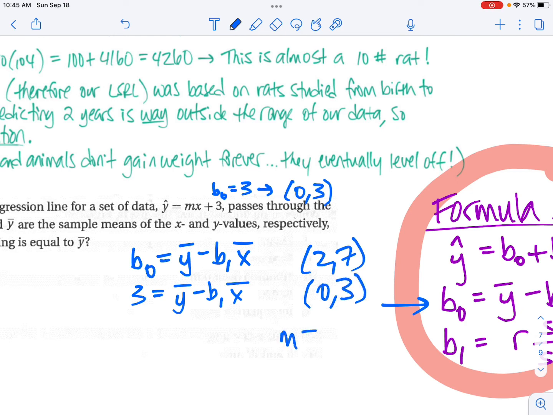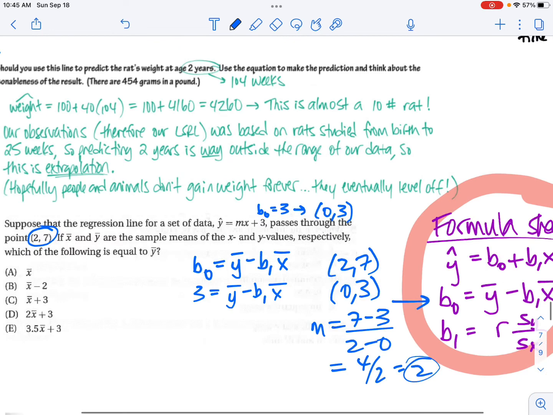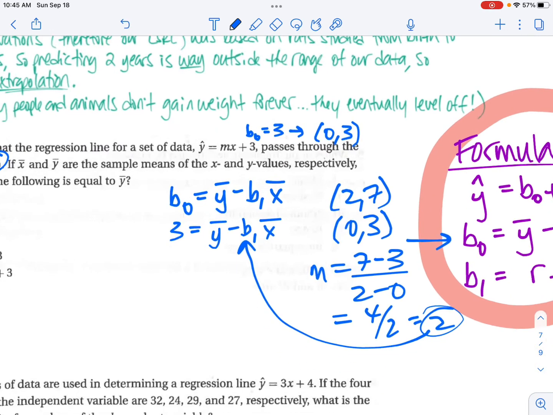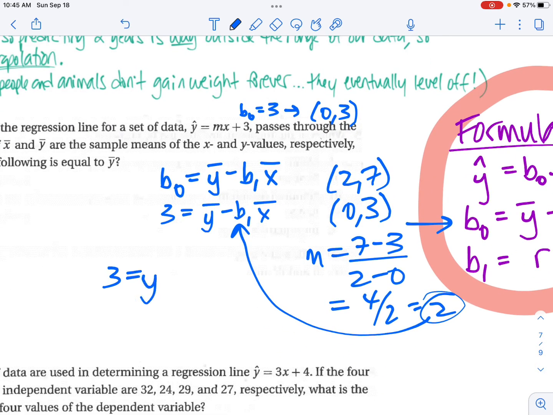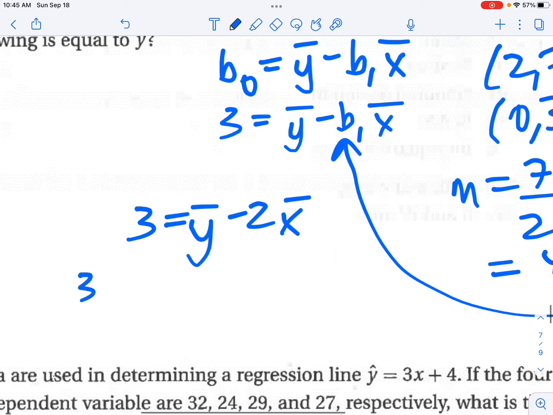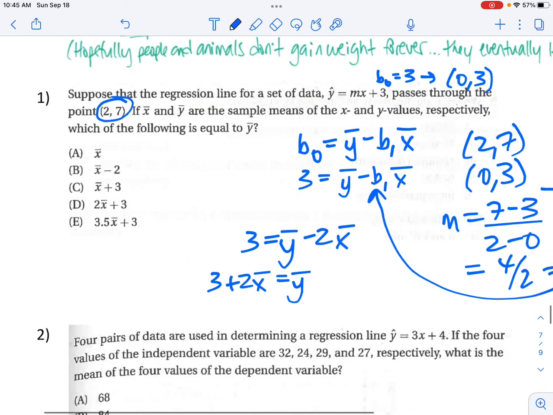So I'm going to do the slope formula really quick. I just use m automatically, but really we use several different variables for slope. But subtract the y values, subtract the x values. That's algebra 1. Okay, I got a slope. Cool. And I plug that 2 right there. So I've got 3 equals y bar minus 2 x bar. And it's asking me to get the y bar by itself. It's asking me which of the following is equal to y bar. I've got 3 plus 2 x bar equals y bar when you just move the negative 2x bar over.